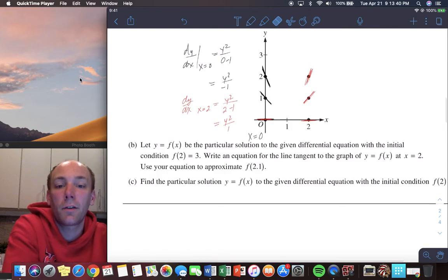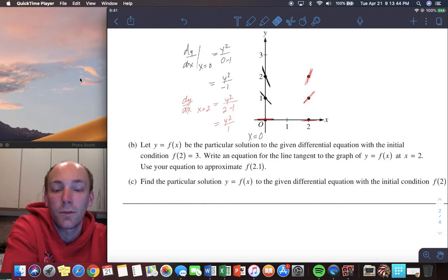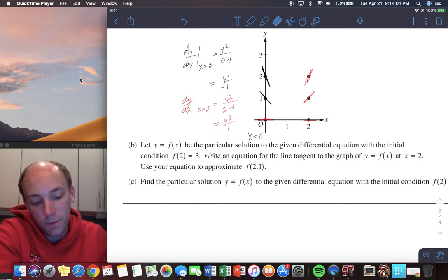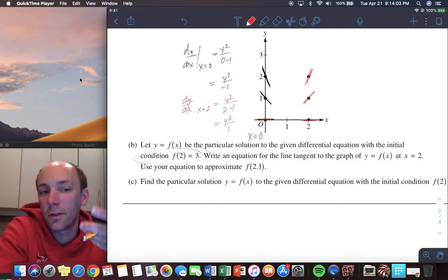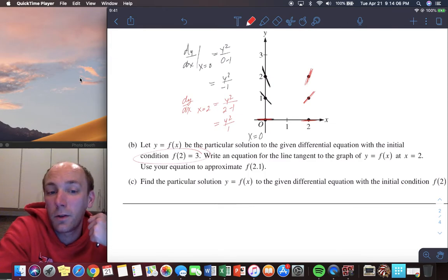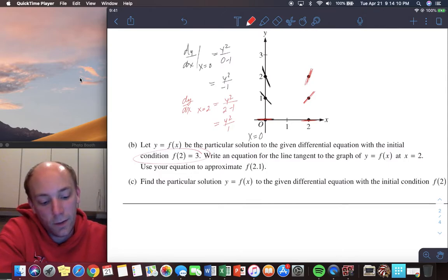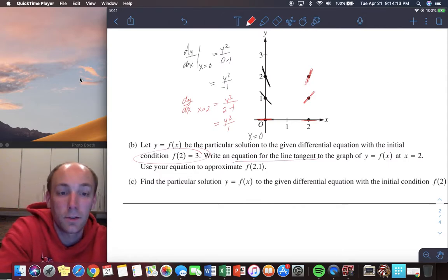Part B, let f of x be the particular solution to the given differential equation with the initial condition f of 2 is equal to 3. Write an equation for the line tangent to the graph of y equals f of x at x equals 2, and use your equation to approximate f of 2.1. Okay, so there's a lot of information given there. They do tell us an initial condition. So maybe right away, because it said initial condition, maybe you're thinking fundamental theorem of calculus, maybe not, it's okay. But it goes right into the next sentence saying write an equation for the line tangent.